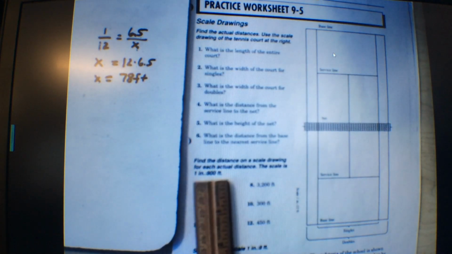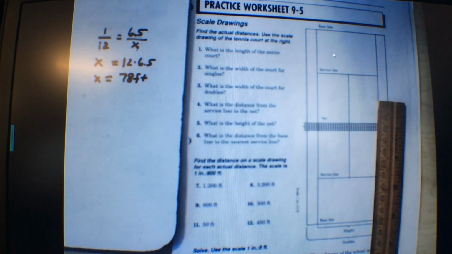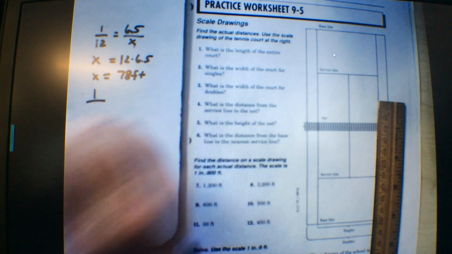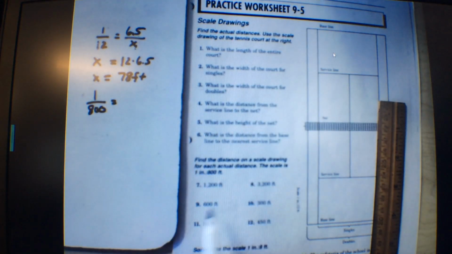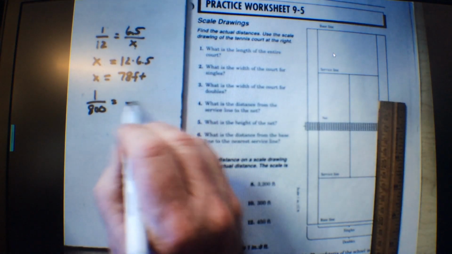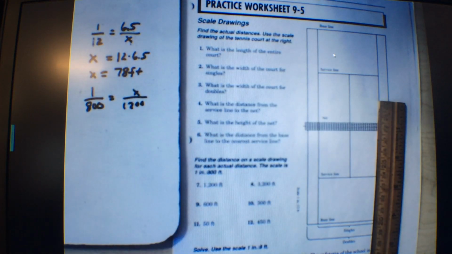It uses this scale right here. 1 inch equals 800 feet. So Chloe, we start every problem by saying 1/800. You understand that? Every problem 7, 8, 9, 10, 11, and 12, correct? And then on number 7, where does the 1,200 feet go, Chloe? On the bottom. And what goes on the top? X. All right. Do you see that? So do we use a picture for that? No. Do we use a ruler for that? No. All right.